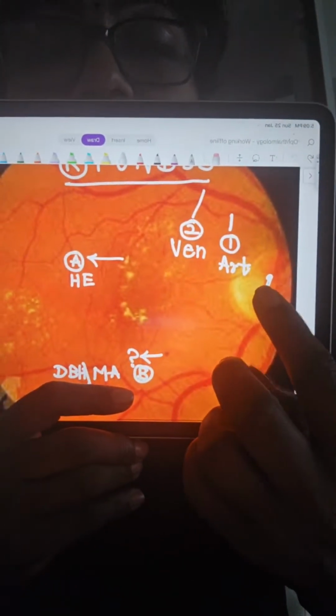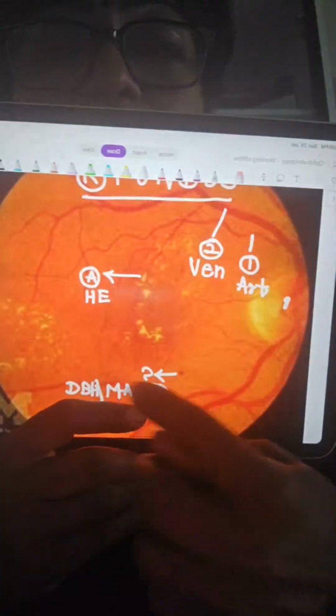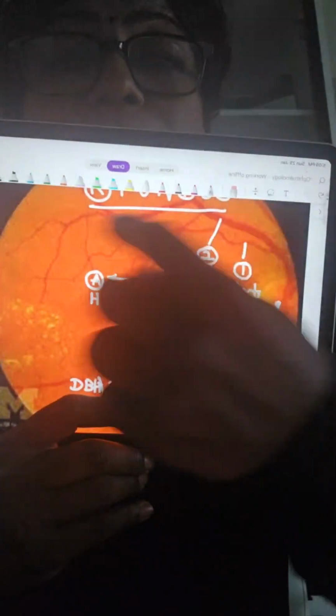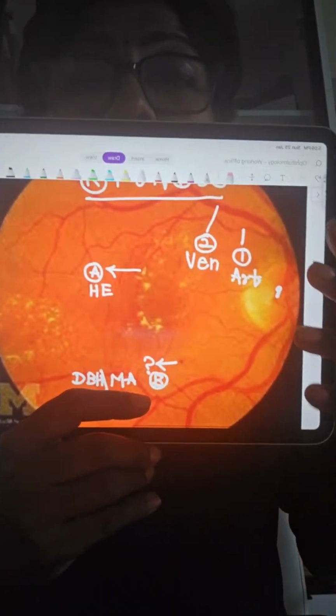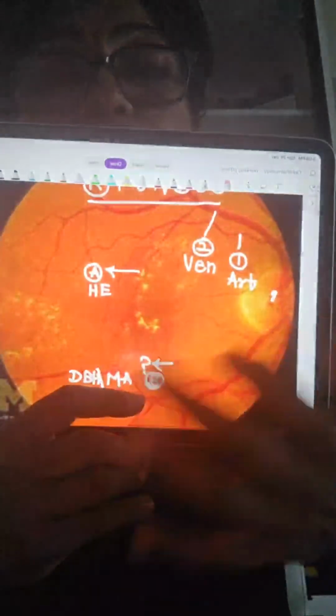So lipids and protein exudates deposit in the outer plexiform layer, in the region of the macula. Isn't this the macula? Because this is the optic disc, nasally located. This is the macula. In the region of the macula, the OPL, the outer plexiform layer, is called Henle's layer. So hard exudates are typically seen at the macula, in Henle's layer, H for H. And what is Henle's layer? Henle's layer is the outer plexiform layer only at the region of the macula.